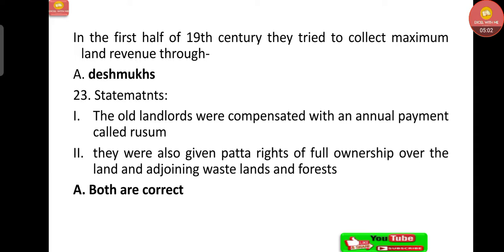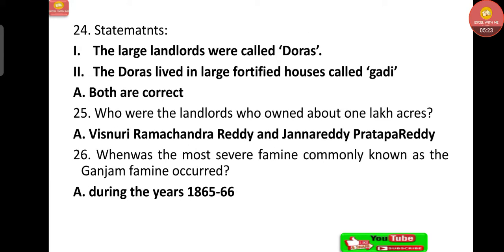In the first half of the 19th century, they tried to collect maximum land revenue through Deshmukhs. Now let's see two statements here. The old landlords were compensated with an annual payment called rusum. They were also given patta rights of full ownership over the land and adjoining wastelands and forests. Both are correct.